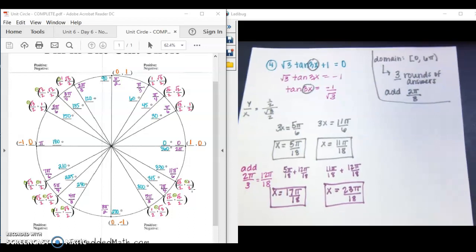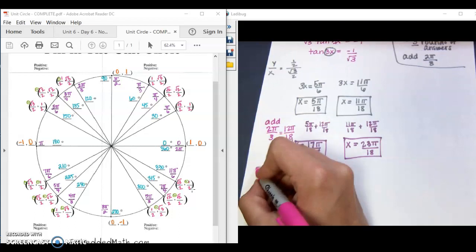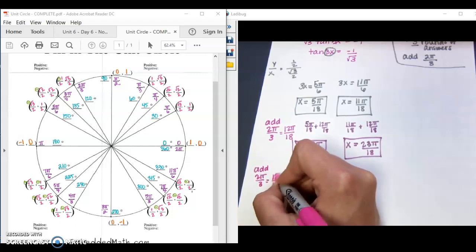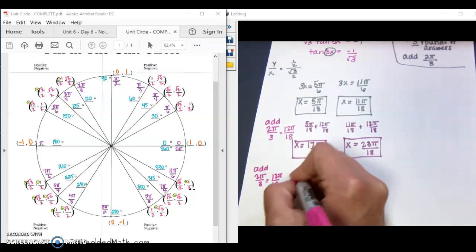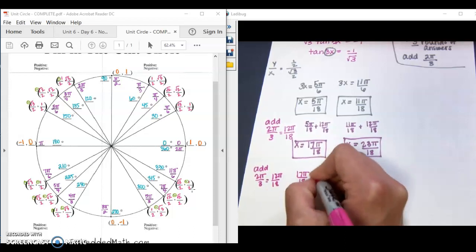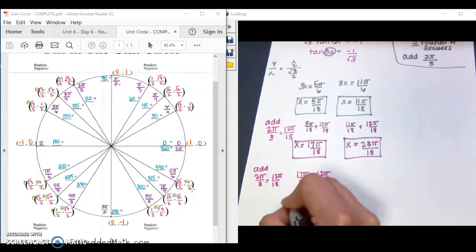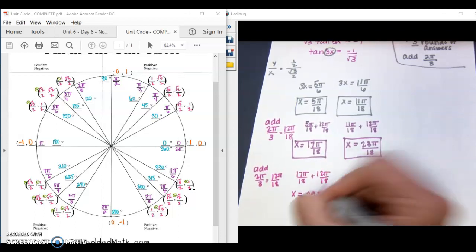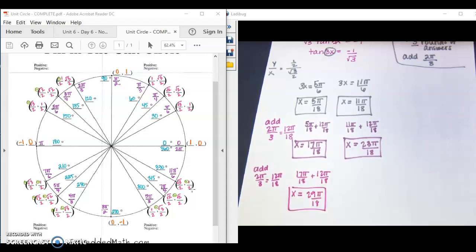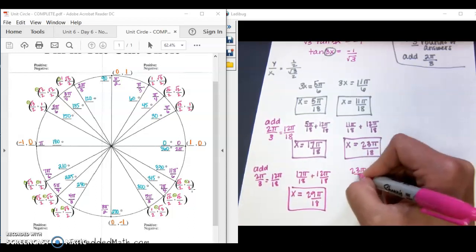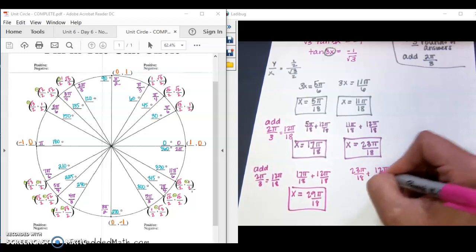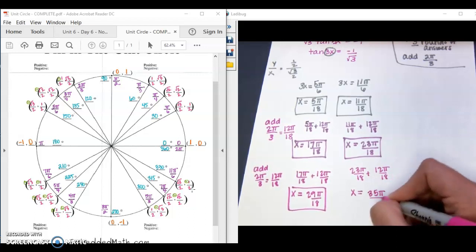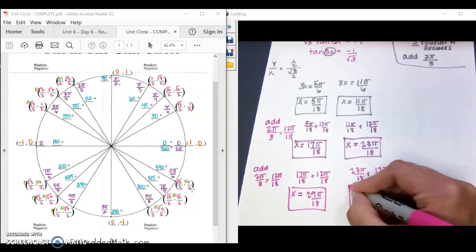So to do our next round, same kind of thing. You're going to add 2 pi over 3. But because I need my denominator to be an 18, that's 12 pi over 18. And you can just really add the numerators. So if I do 17 pi plus 12 pi, that'll give me 29 pi over 18. That's another answer. And then 23 pi over 18 plus 12 pi over 18 will give me 35 pi over 18, which is getting very, very close to that 2 pi.